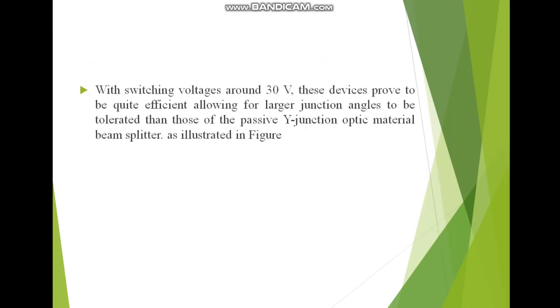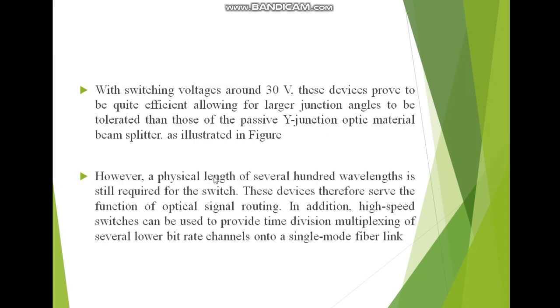Next, we will discuss regarding this only. With switching voltage around 30 volt, these devices prove to be quite efficient, allowing for larger junction angles to be tolerated than those of the passive bijunction optic material beam splitter as illustrated in the figure. However, a physical length of several hundred wavelengths is still required for the switch.